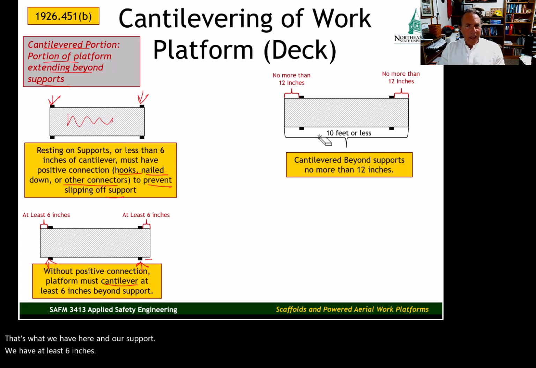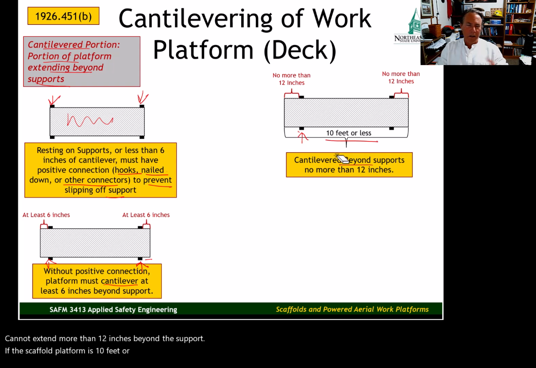But we can cantilever too far. And if we cantilever too far, that's not good either. If we're using cantilevering, the cantilevered section cannot extend more than 12 inches beyond the support if the scaffold platform is 10 feet or less.